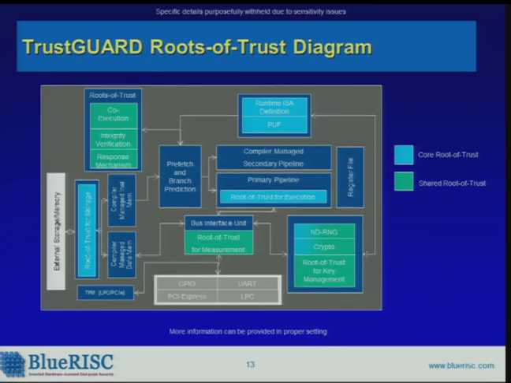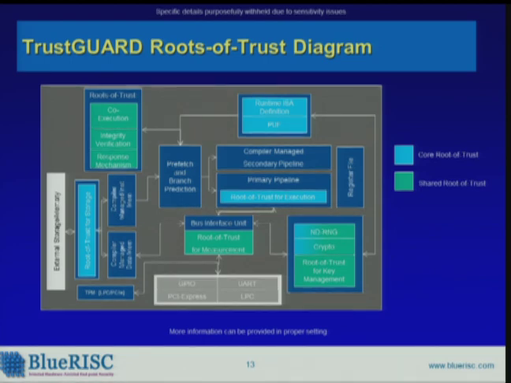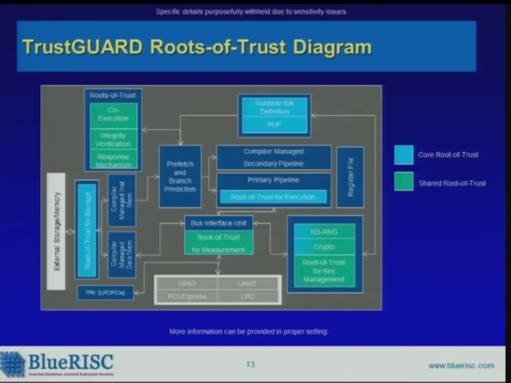So utilizing our core roots of trust to enable this functionality is a very big benefit. Additionally, we have the co-execution roots of trust. This is the case that I had described earlier when security critical portions of the code may execute on TrustGuard while others execute elsewhere. Integrity verification, being able to attest to the state or the integrity of a protected application and do so in a way that can't be bypassed is obviously of interest.